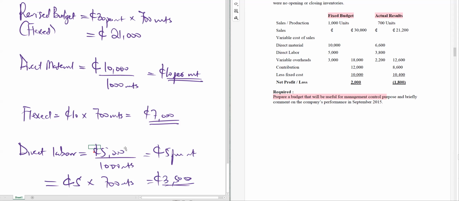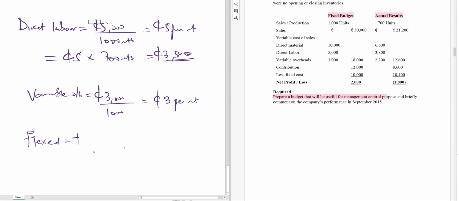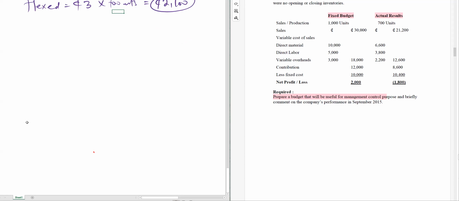Yes, sir. What about variable production overhead? It was 3,000, also divided by 1,000 units. That means this one gives us 3 cedis per unit. If we want to get the flex, the revised budget, it will be 3 cedis times the 700 units, not so? And that gives us 2,100, not so? Okay. What about fixed costs?